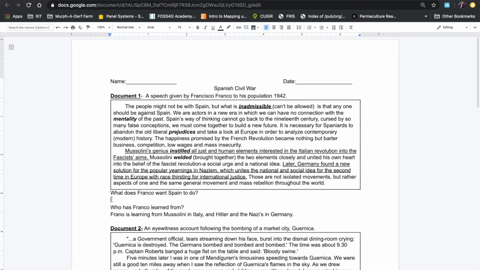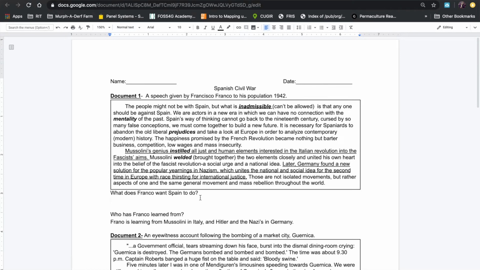So that's why, like in class, if you say, oh, is this piece of evidence good? I might say, yeah. Does anyone have different evidence that's also good? There's a whole lot in here that you can use. It's just a matter of what you feel the most comfortable talking about. And that's what I say you should use. Now, if we go to the first question, what does Franco want Spain to do? I could say he wants them to be more like Italy, or he wants them to be more like Germany, or he wants to be more fascist, because that's what I'm getting from the second paragraph.